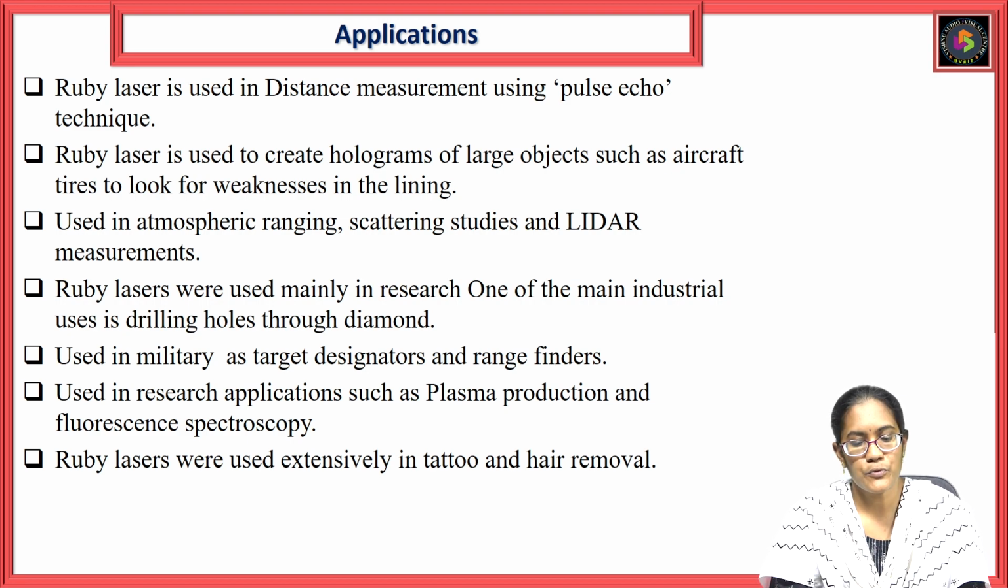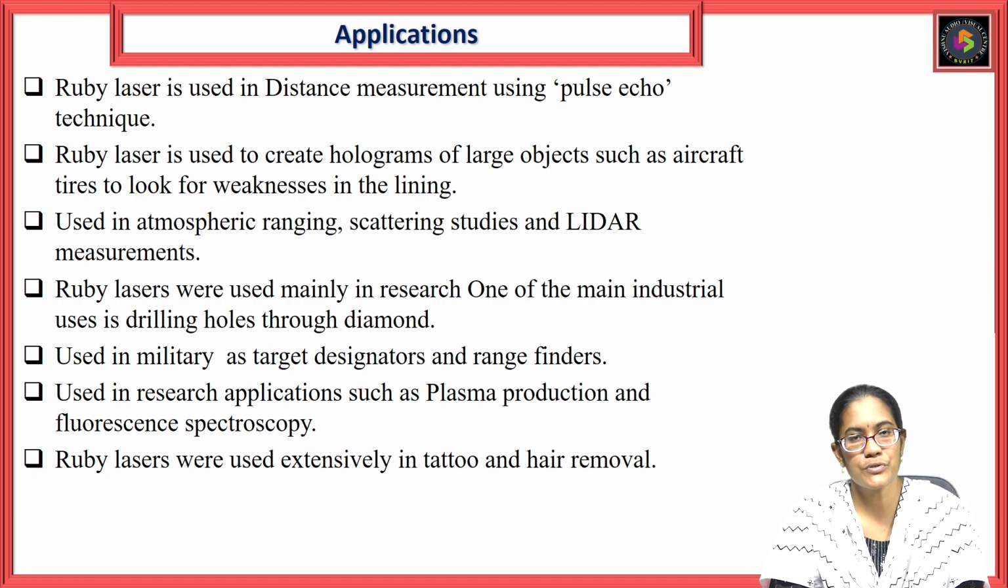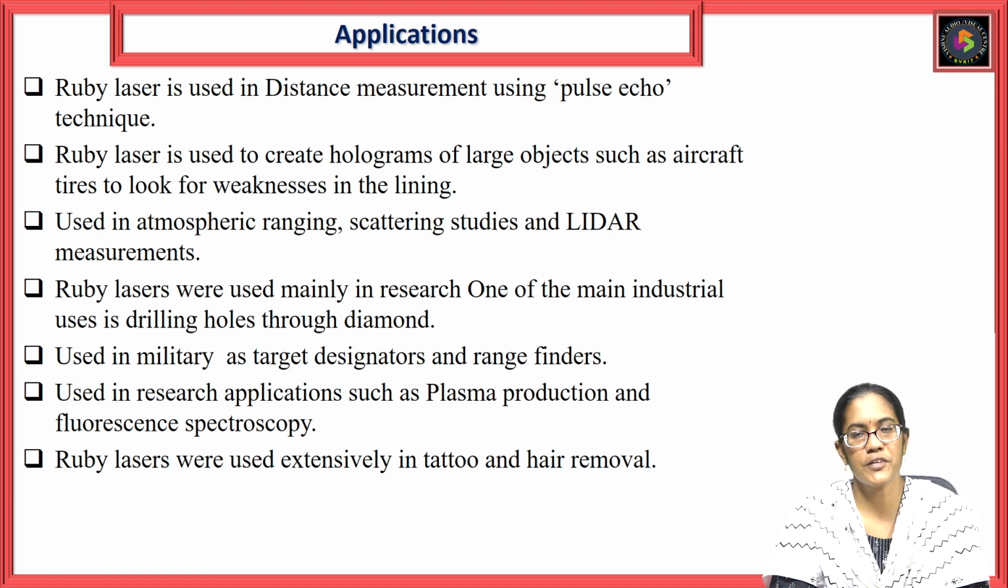Ruby lasers were used mainly in research. One of the main industrial applications is drilling holes through diamond. They are used in the military as target designators and range finders, and to target the aim. They are used in research applications such as plasma production and fluorescence spectroscopy, and were extensively used in tattoo and hair removal. These are a few applications of ruby lasers.